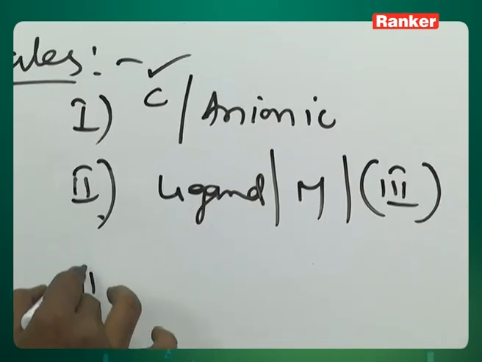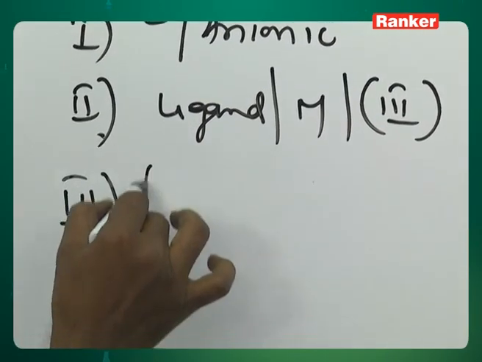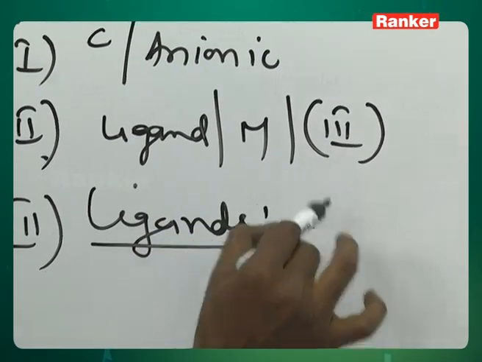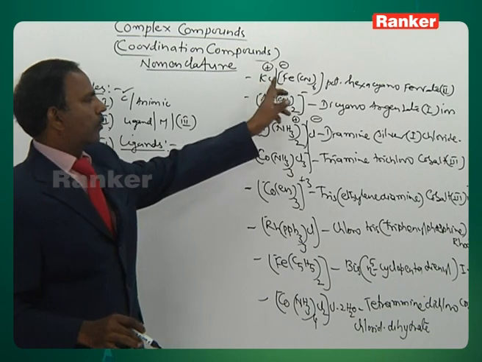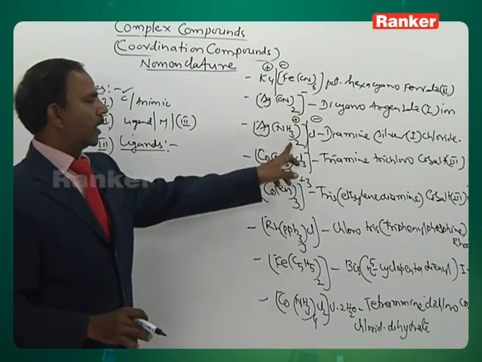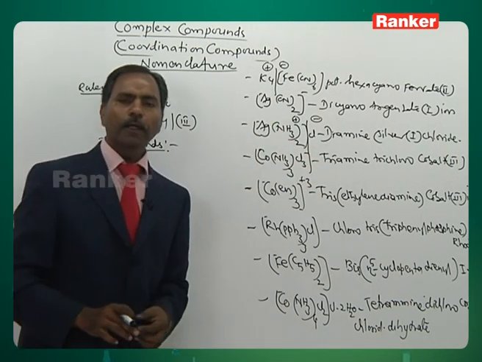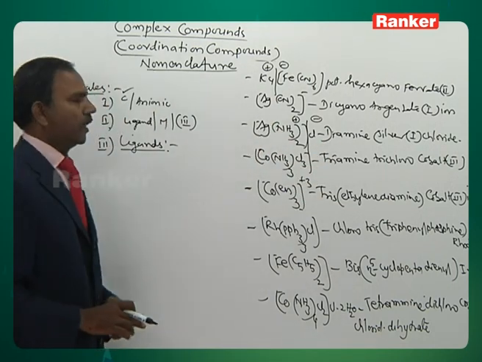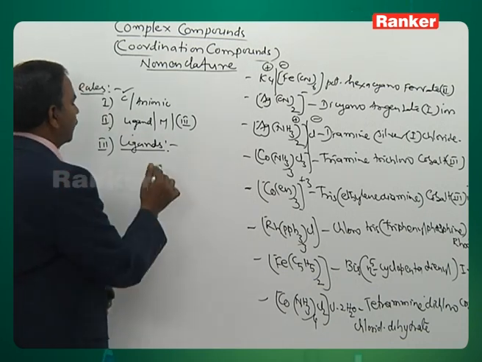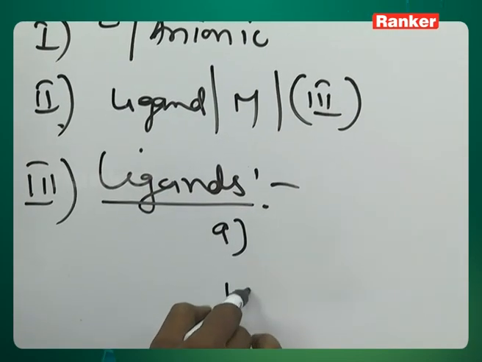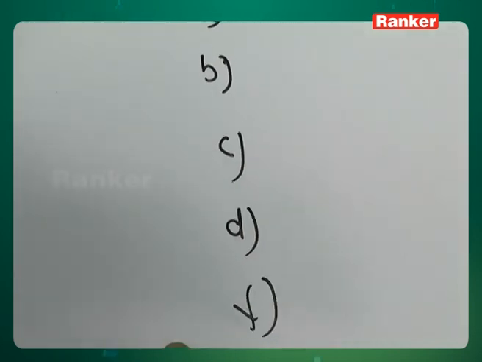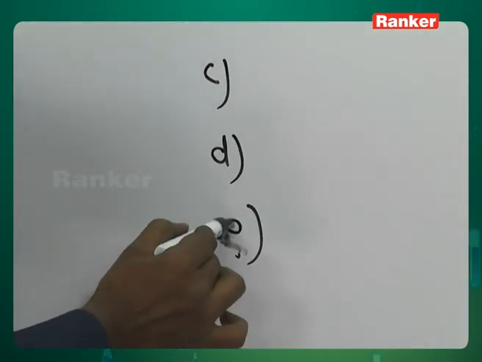Next, while naming the ligands, how to name this particular ligand? Let me take the next ligand. First the cationic part followed by the anionic part. While naming the coordination sphere, first ligands followed by metal ion with its oxidation number in the brackets. Next, ligands. While naming the ligands, many guidelines we have to follow. Let me write them as A, B, C, D, E, F.